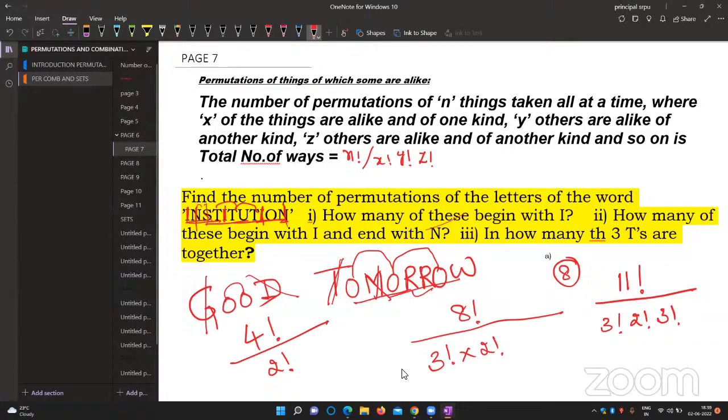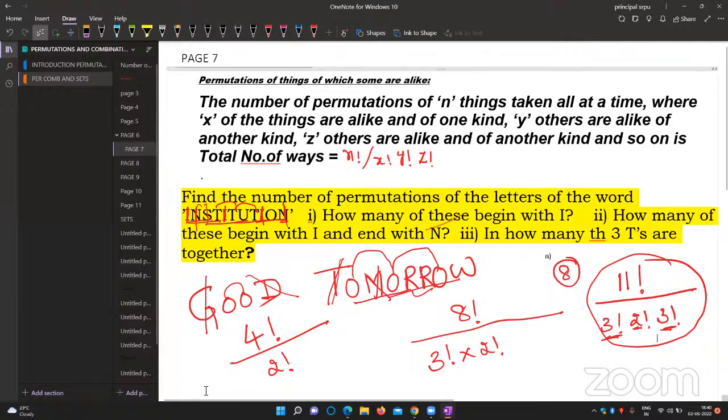So this way we can write the total permutations of all the letters of the word institution: total letters factorial divided by repeated letters factorial. In this word, I is 3 times, so I have written 3 factorial; N is 2 times, 2 factorial; and T is 3 times, 3 factorial.